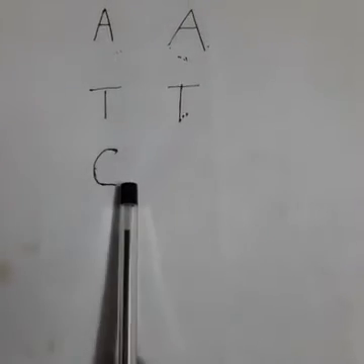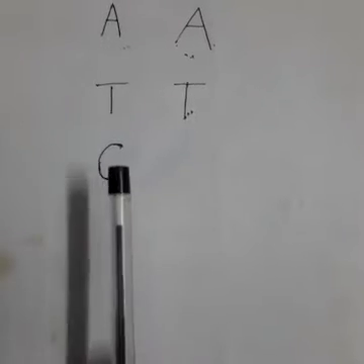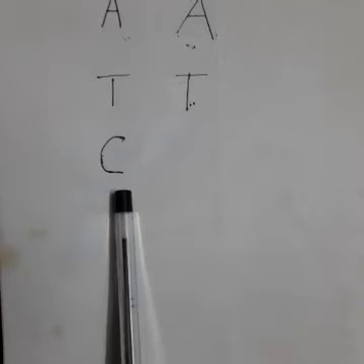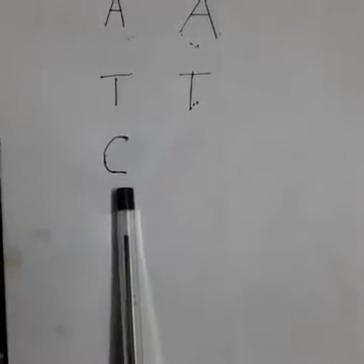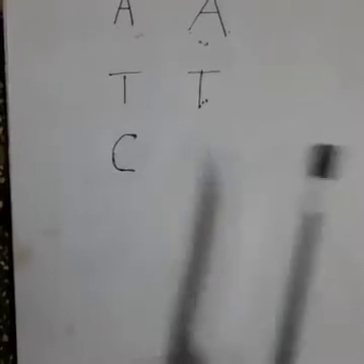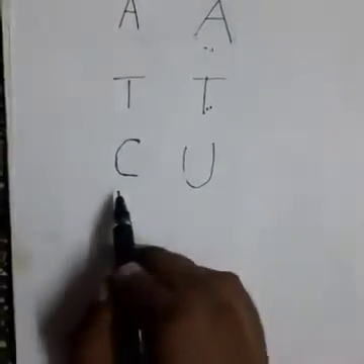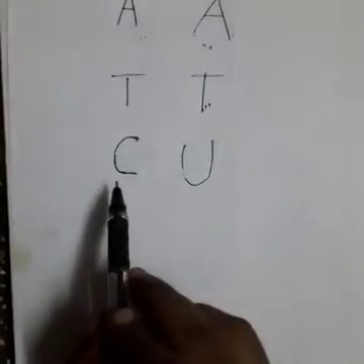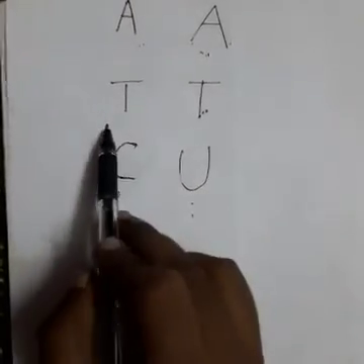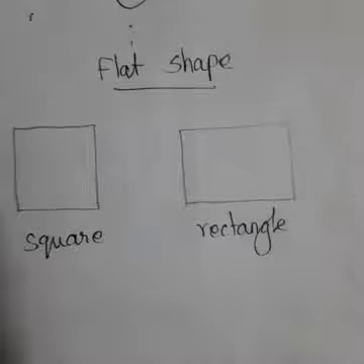Students, what is this? This is C. Do you use a straight line or curved line to write C? Very good. C is the curved line. U curved line, C curved line. So C and U are curved lines. T, A are called the straight lines.